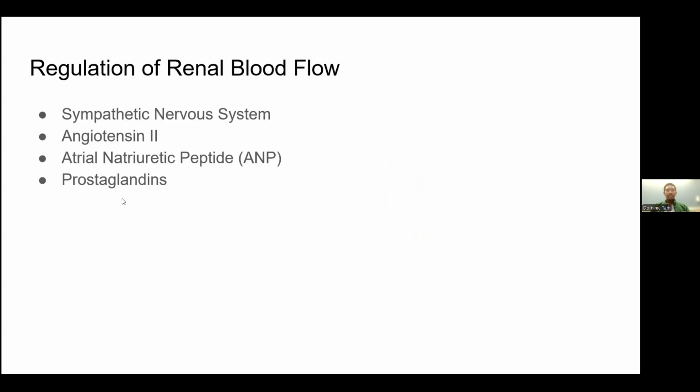With regards to regulation of renal blood flow, I just want to touch on these points briefly. Renal blood flow is regulated by the sympathetic nervous system, which is responsible for vasoconstriction of both the afferent and the efferent arterioles. It is also affected by angiotensin 2, which is a potent vasoconstrictor of the arterioles. It is affected by atrial natriuretic peptide, which is a peptide that dilates the afferent arterioles and constricts the efferent arterioles. And it's also controlled by prostaglandins, which are produced locally within the kidney, and these cause vasodilation of both the afferent and the efferent arterioles.